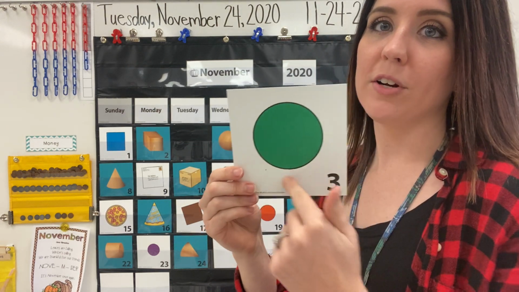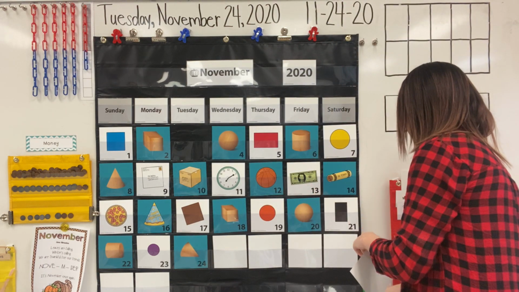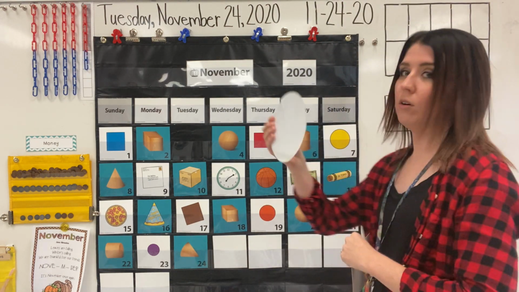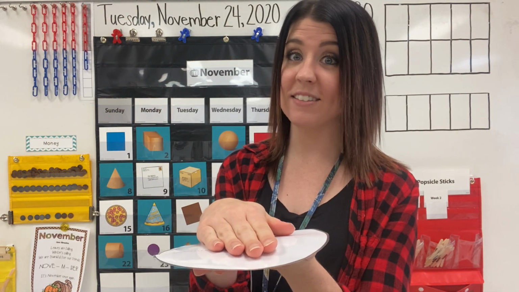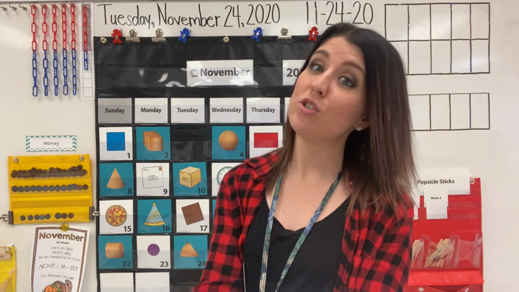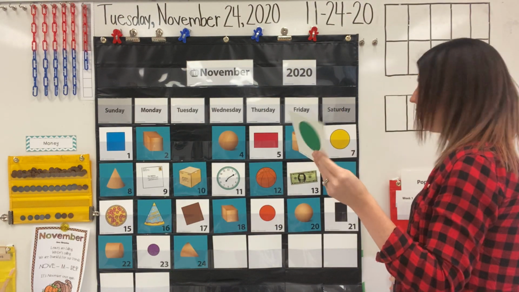No corners, no vertices, no straight sides. Circle. Now, a circle is also flat. So that means it's 2D. 2D means flat. So we have a flat circle here, a 2D circle.